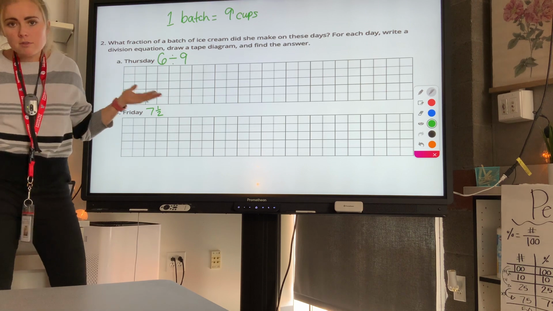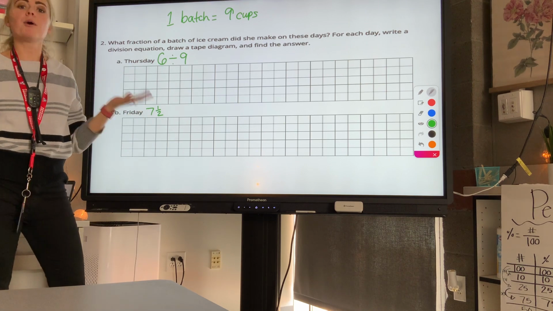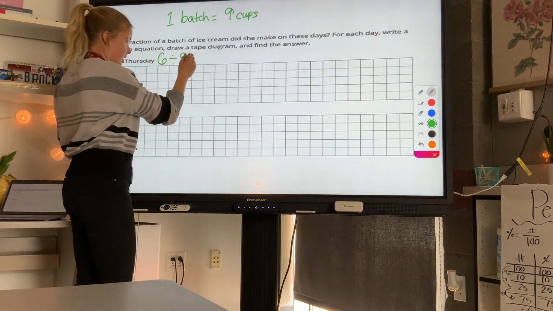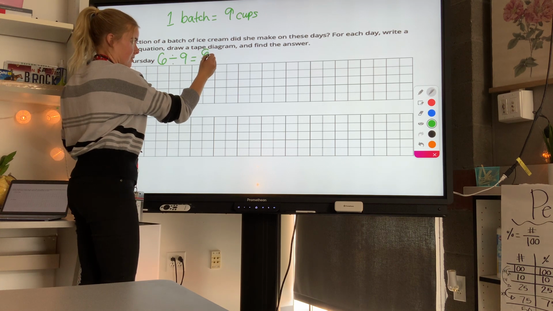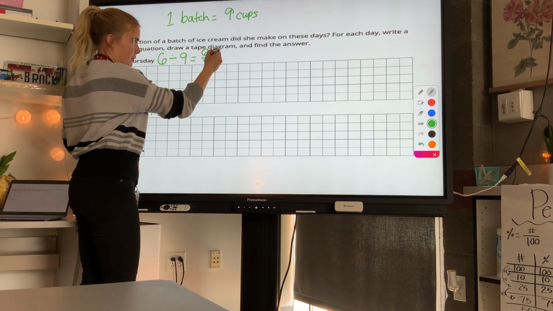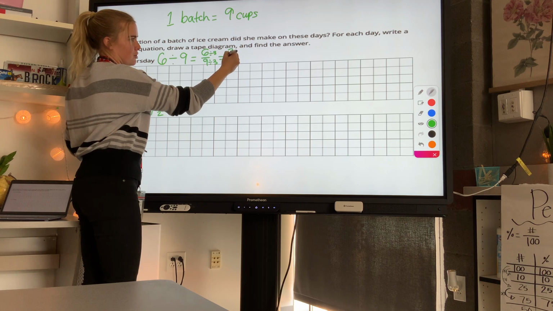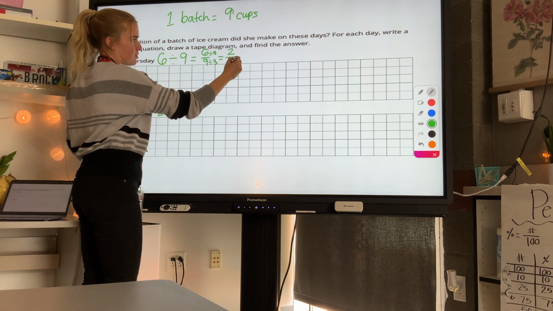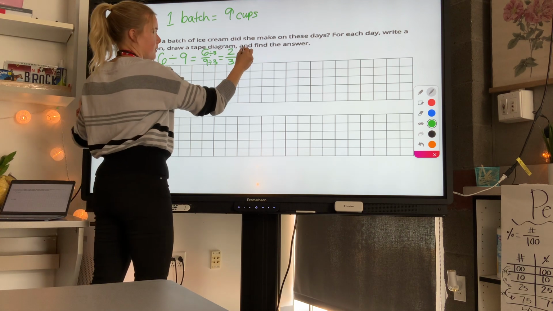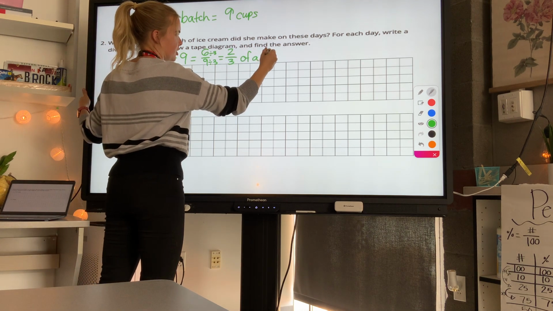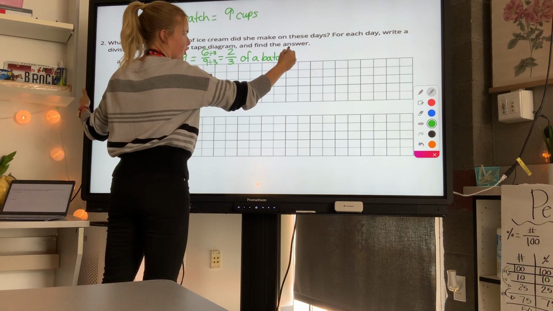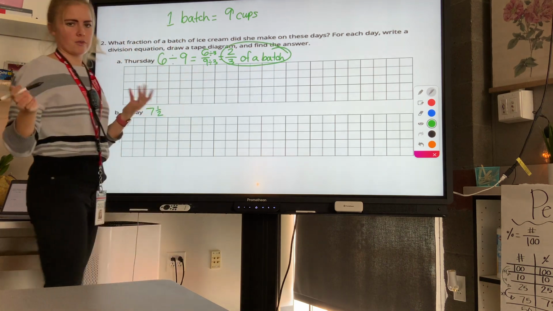And do any groups of 9 fit into 6? No, so we're just making a partial batch. So 6 divided by 9, which we could just write as 6/9. And then we can simplify by dividing by 3 on the top and the bottom. 6 divided by 3 is 2, 9 divided by 3 is 3. So 2/3 of a batch. So you can't make a whole batch, but you can make 2/3 of a batch.